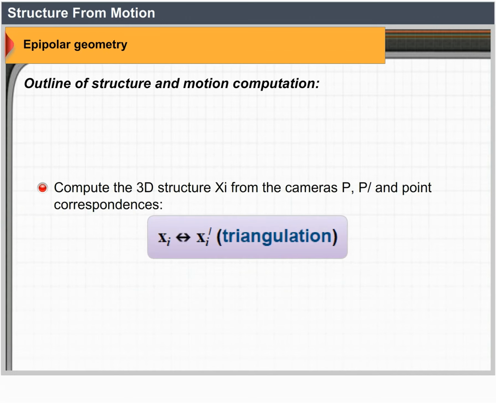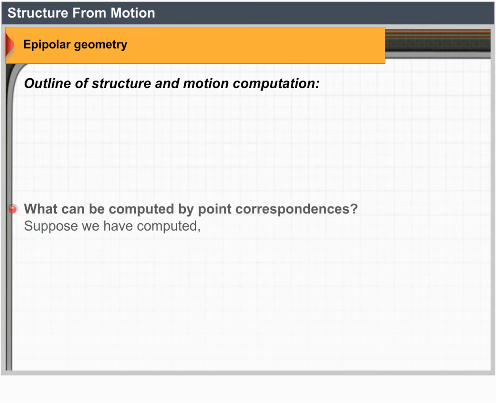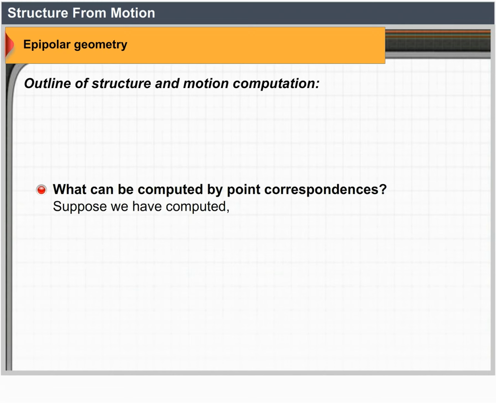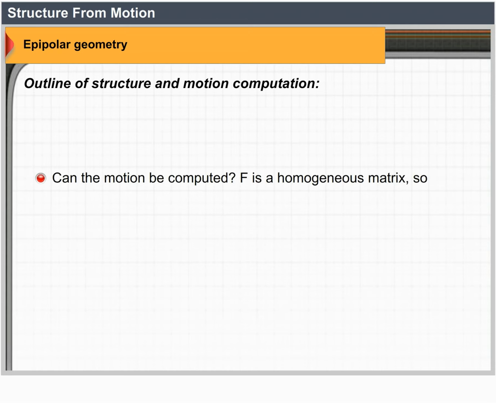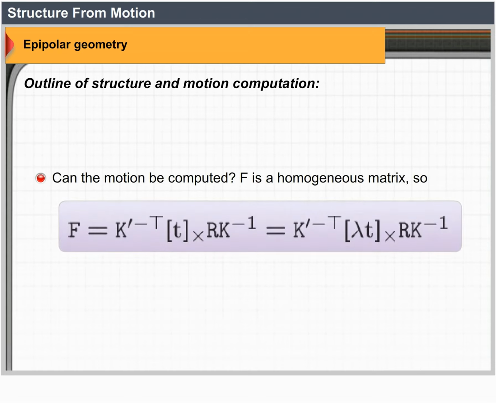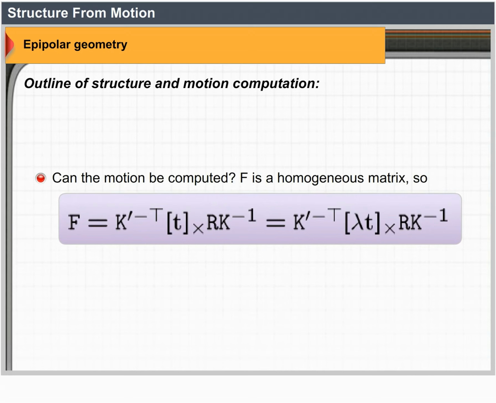What can be computed from point correspondences? Suppose we have computed F equals K dash to the power minus T, matrix Tx R K to the power of minus 1. Can the motion be computed? F is a homogeneous matrix, so F equals K dash to the power minus T, matrix Tx R K to the power of minus 1, equals K dash to the power minus T, matrix lambda T x R K to the power of minus 1.